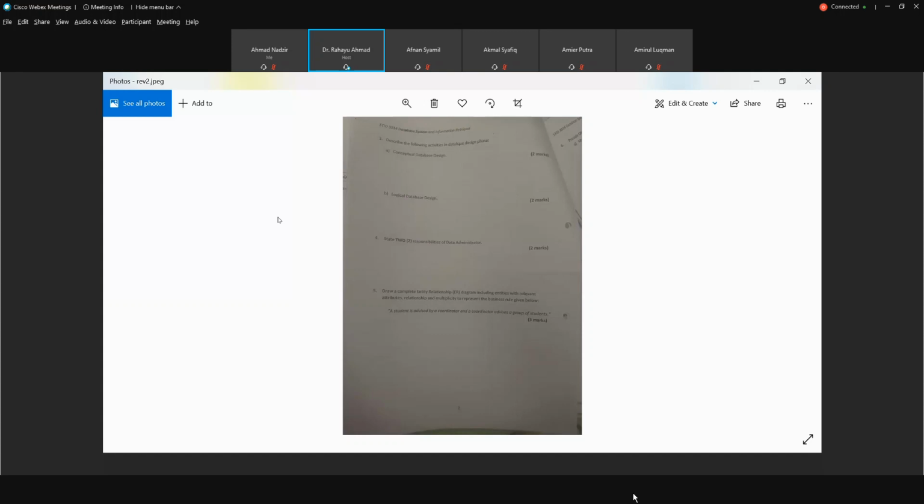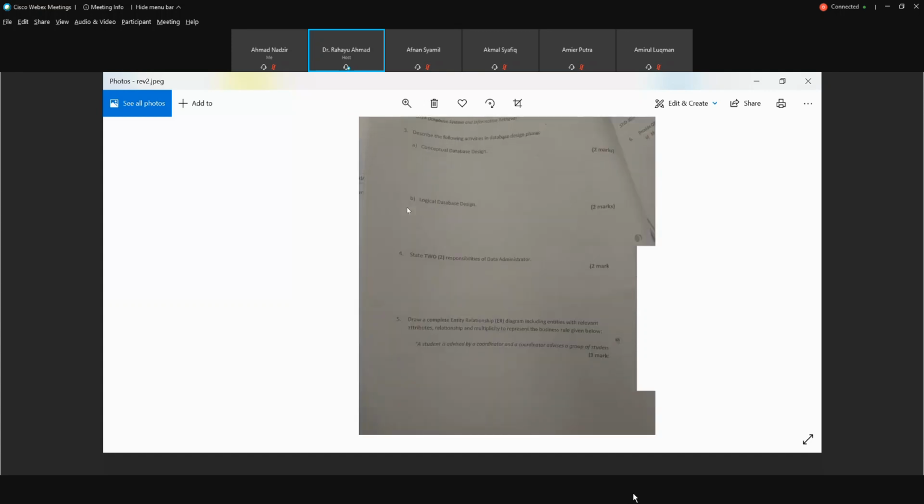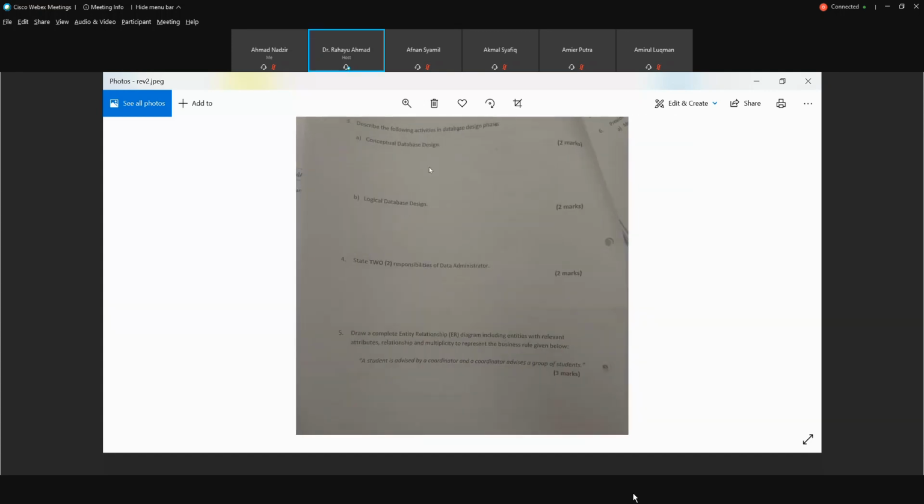Question 2. Describe the following activities in database design. Okay, all of these please look back at chapter 1 part 2. To answer this question, state 2 responsibilities of data administrator. So this is also chapter 1, an early chapter. Okay, can we do this? Draw a complete entity relation diagram.